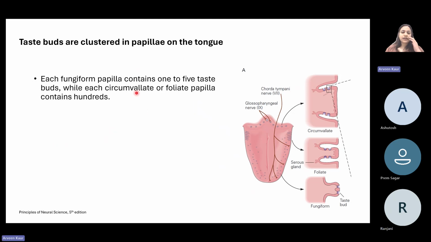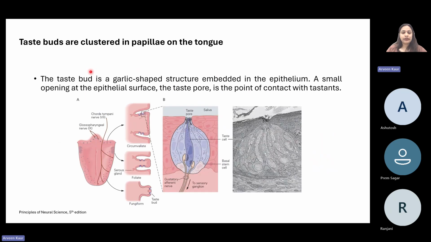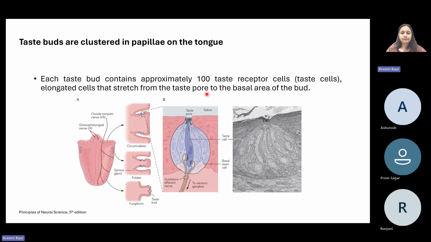Each fungiform papilla contains 1 to 5 taste buds, while each circumvallate or foliate papilla contains around 100. The taste bud is a garlic-shaped structure, this one, and it is embedded in the epithelium. A small opening at the epithelium surface, the taste pore, is the point of contact with the taste buds. So this is a TEM image, basically an electron microscope image of the same.